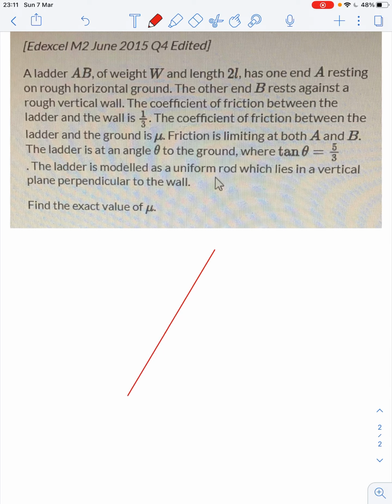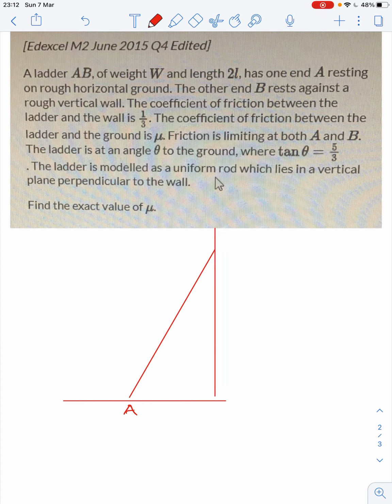Okay, so I've got my ladder, AB, of weight W and length 2L, has one end A resting on rough horizontal ground, so that means A's on the floor. There we go. So let's label this A, and the other end B rests against a rough vertical wall. There we go. They're both rough, so we know we've got friction going on in both cases.